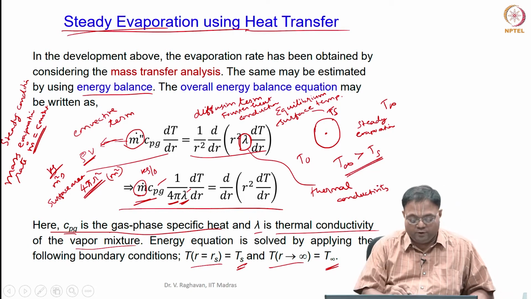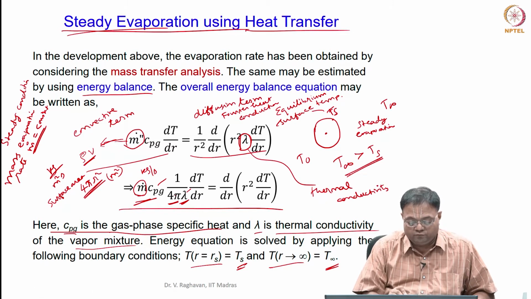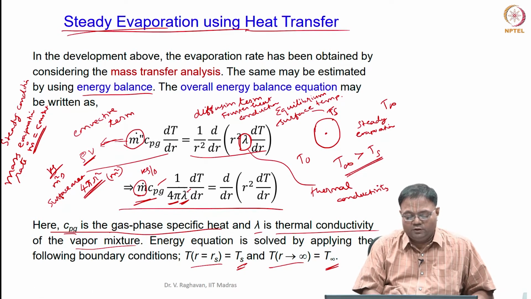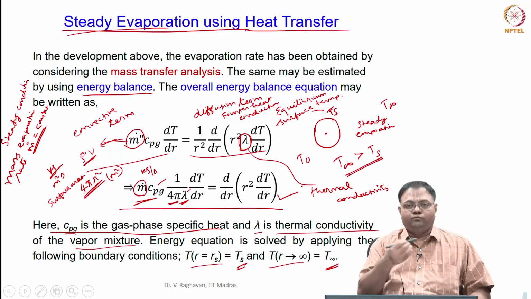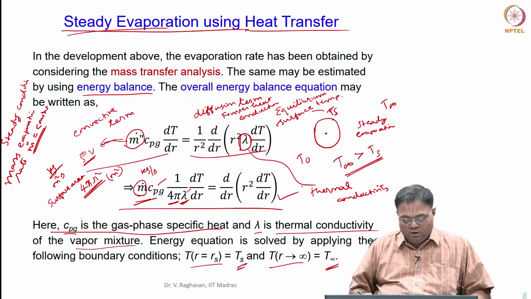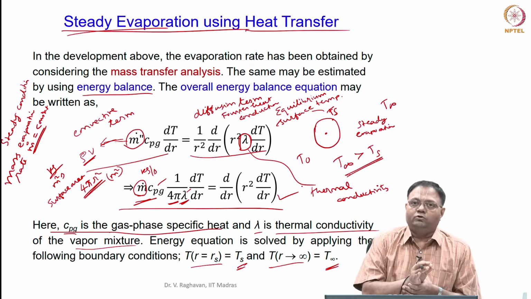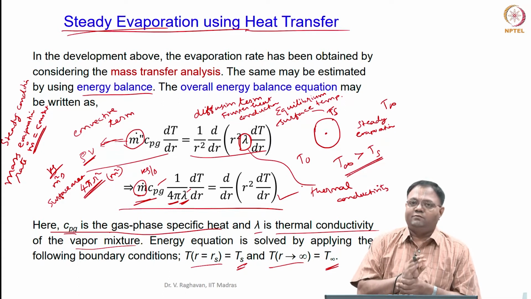So, m dot is constant, Cpg is constant, lambda is constant. So, this is a constant basically. So, the integration of this equation is quite possible now, because we assume that the properties are constant. Okay. So, either the properties are held constant or they have to be calculated at the appropriate average temperatures.